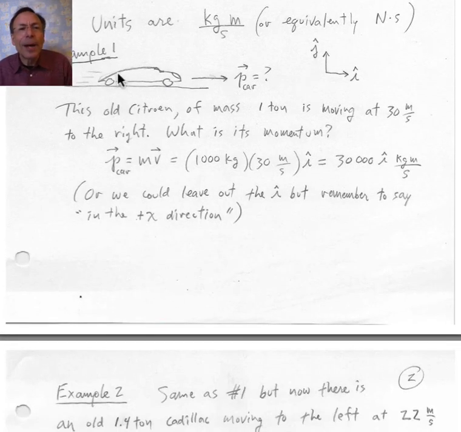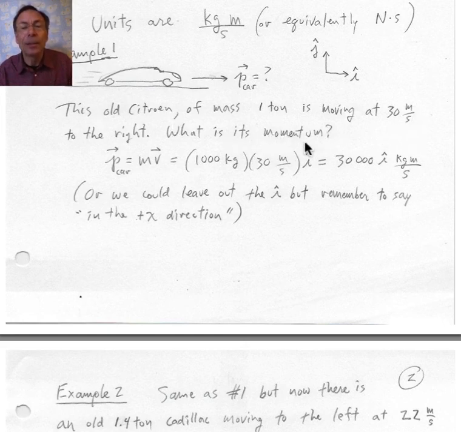So way back in the 50s and 60s, the French Citroën was a really fancy deluxe car, and so I used it for this example. It was very sleek and streamlined. So this old Citroën with a mass of 1 ton is moving at 30 meters per second, and it's going to the right. What is its momentum? Okay, so it's just a plug and chug sort of thing. Its mass is 1,000 kilograms, and its velocity is 30 meters per second to the right. That's what the i hat unit vector is telling us. And we get our answer, 30,000 kilogram meters per second in the i hat direction. In other words, going to the right.